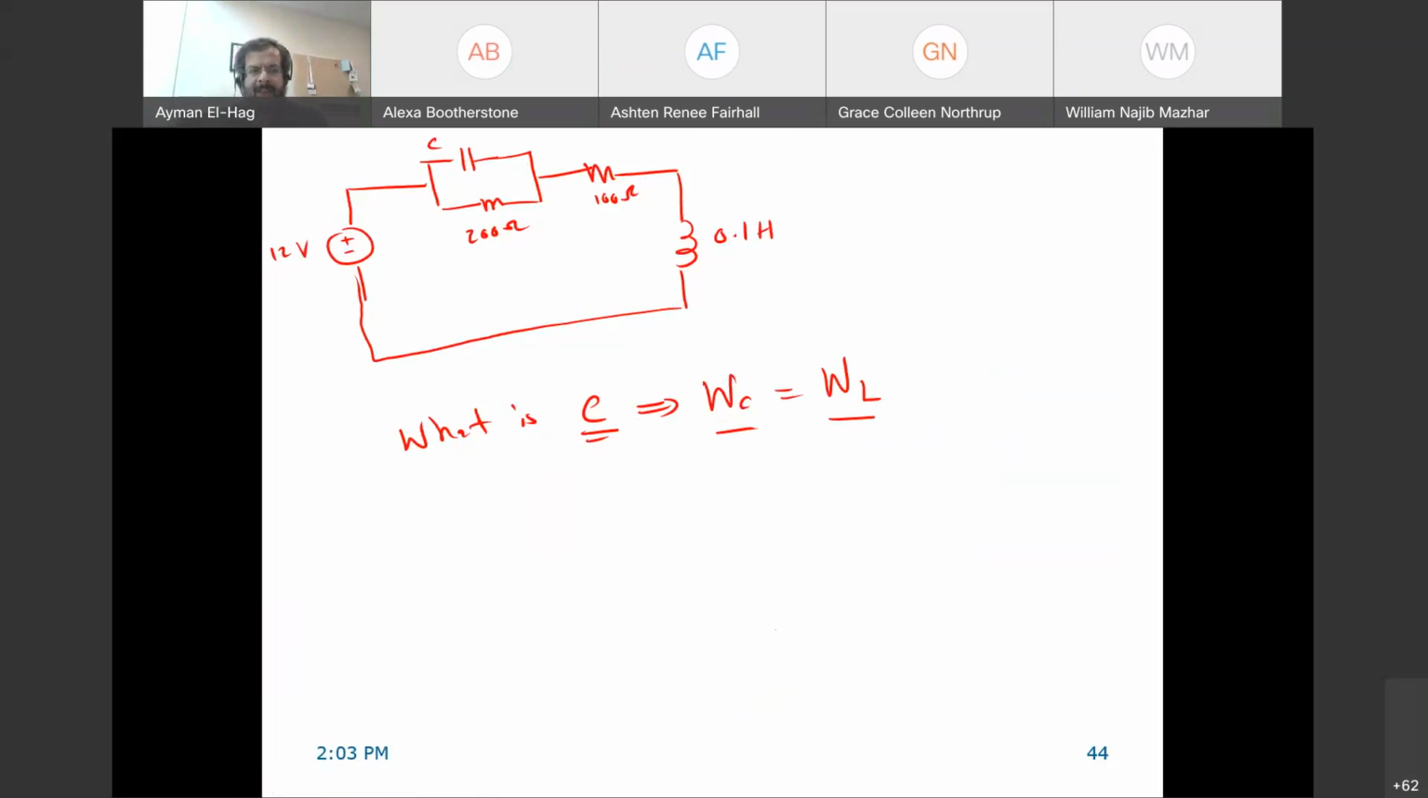Now, I will give you a hint here because this is relatively new. Remember, the capacitor will become an open circuit. The inductor will become a short circuit. So this is what we know: the capacitor is an open circuit, and the inductor is a short circuit.